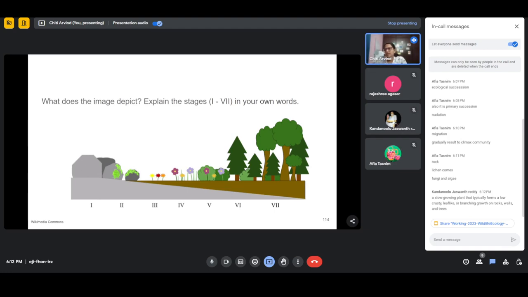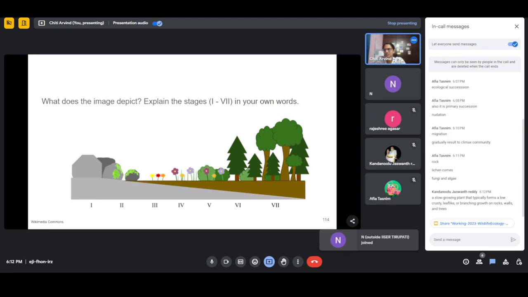Slow growing plant that typically forms, okay. If you're copy pasting from Google, that's also okay. It's a great source to learn, but if you have any idea, even if it's not perfect, it is okay to also mention that. So don't worry about giving exact definitions of things.